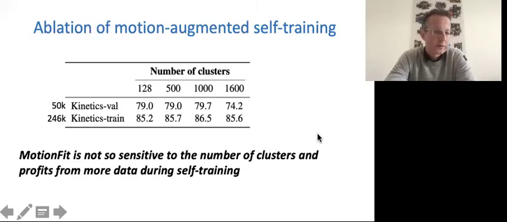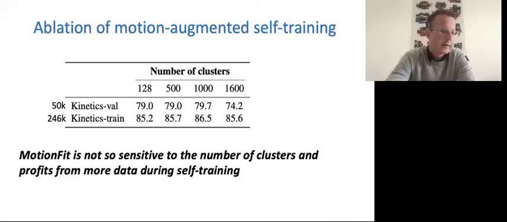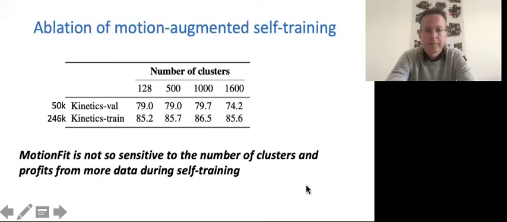Of course, providing more data for the clustering is beneficial. So when we switch from the Kinetics validation set to the Kinetics training set, which is a factor 5 in amount of data, one can see that the results get a good jump.